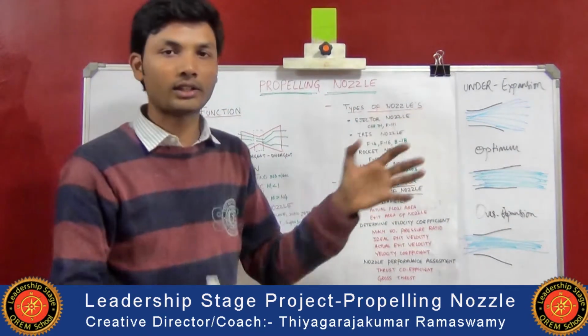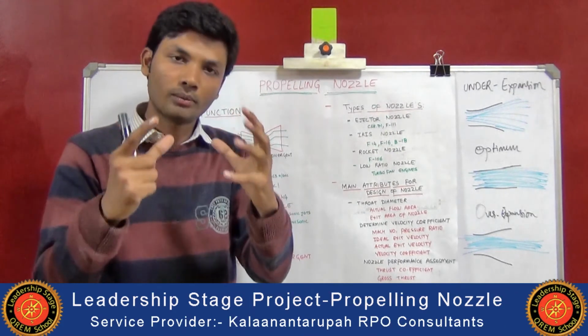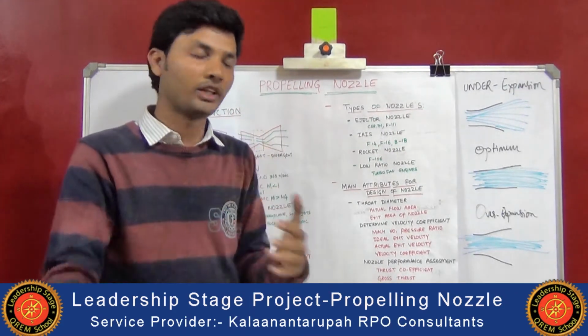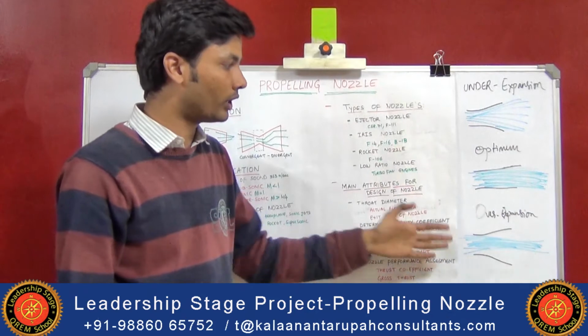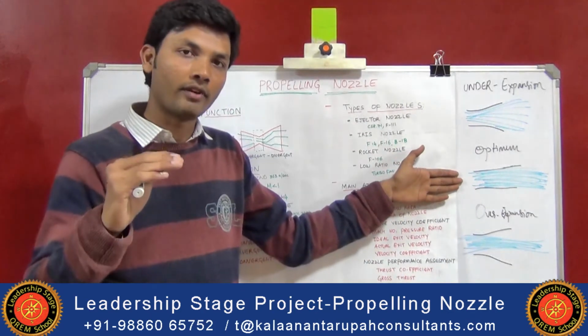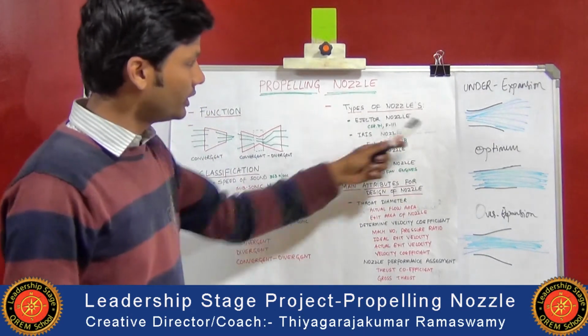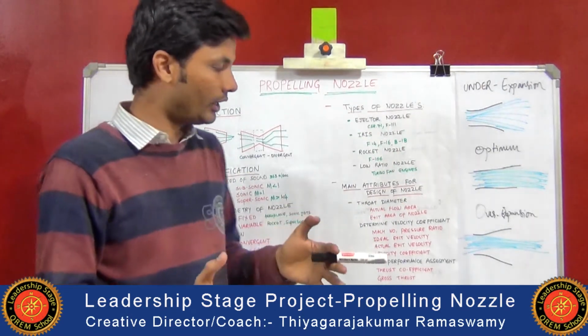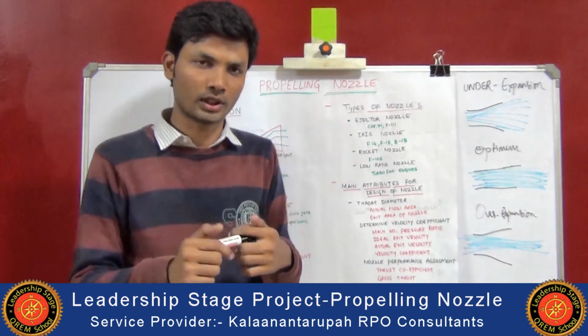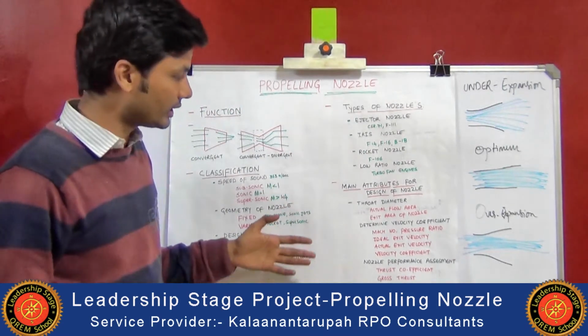So these are the main expansion types of nozzles you design based on: under expansion, optimum and over expansion. This is what everyone needs, the optimum nozzle. Now we'll see the main attributes we require for the design of the nozzle. It's much about what I discussed earlier.